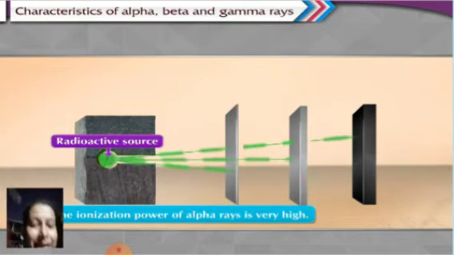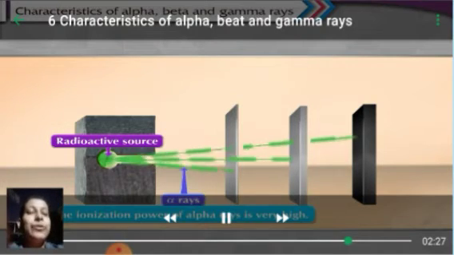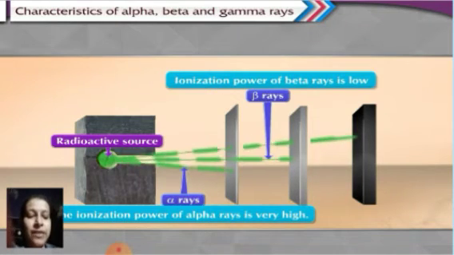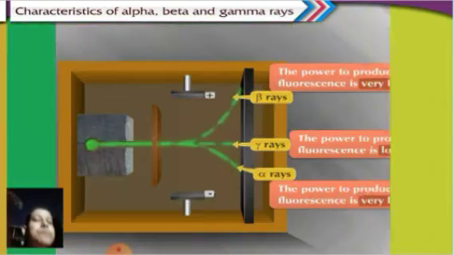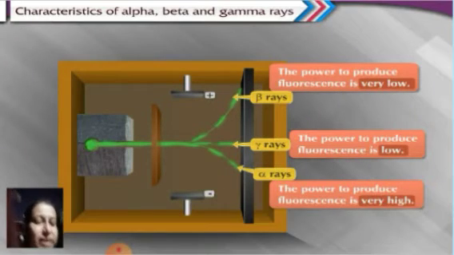Next is ionization. Ionization means how much they can ionize other substances. Since helium has a +2 charge, alpha rays ionize very highly, whereas that of beta rays is low, and comparatively the gamma rays, if you compare, is very low.